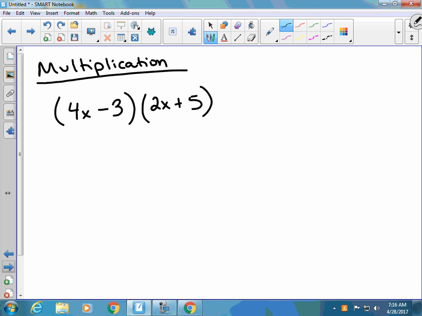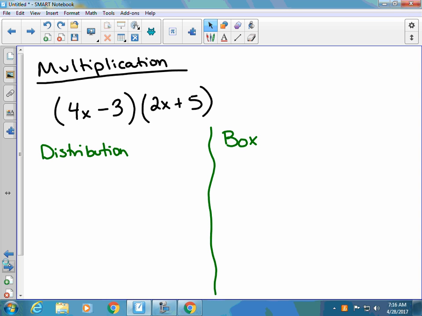So with distribution, you are distributing each term. Distribution, and then we've got the box method. So there are two different methods. We'll go with the distribution first. Personally, the box method just keeps everything organized. I will distribute generally throughout the rest of this unit.